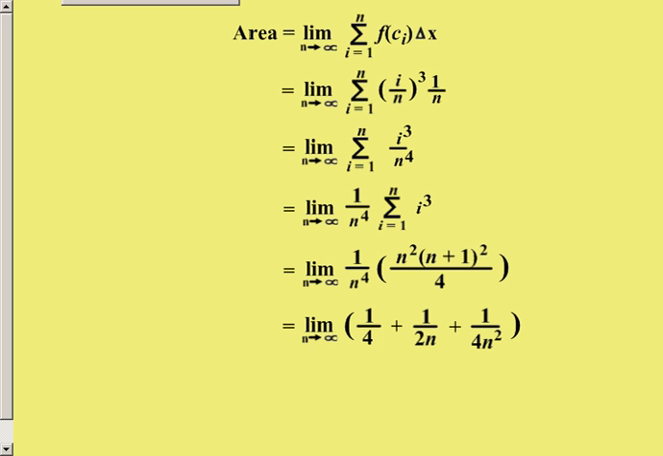Doing a little bit of algebra, we end up with a constant 1/4. We're going to end up with a ratio that n is going to mess with as it goes to infinity, 1 over 2n, and then of course another ratio, 1 over 4n squared. Now as n goes to infinity, obviously both of the trailing ratios in this little trinomial are going to become infinitesimally small, ultimately going to 0, which will leave the constant 1/4. And that is your area underneath that curve within those boundaries.